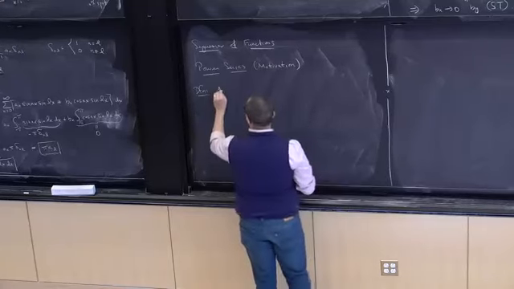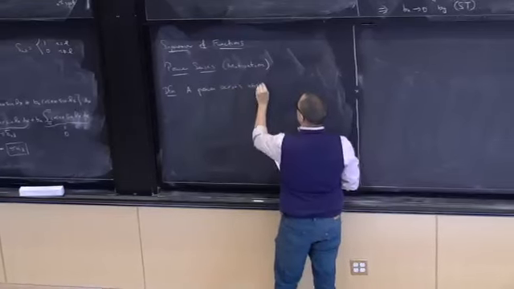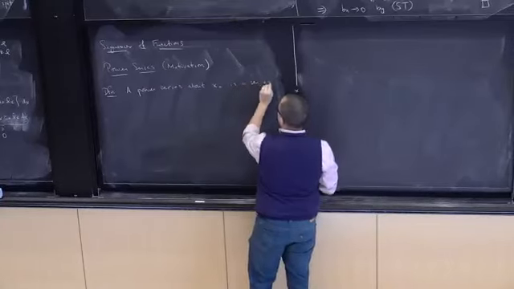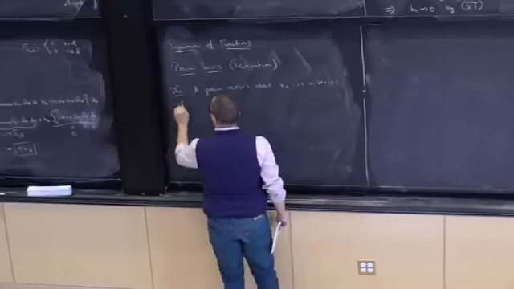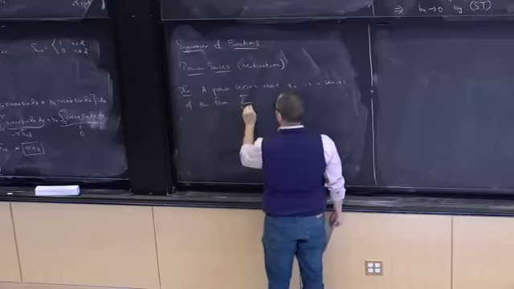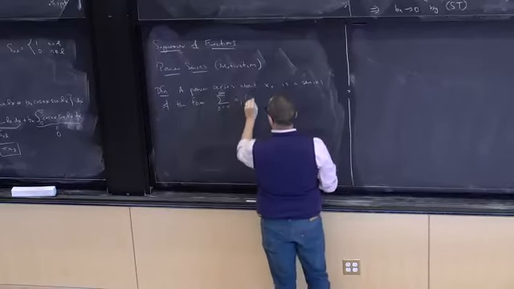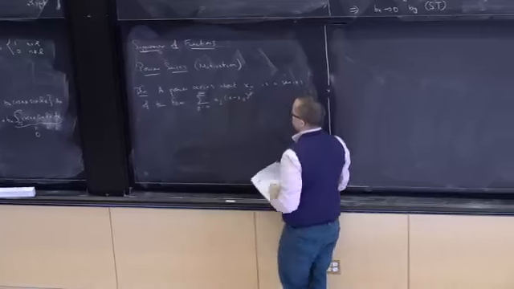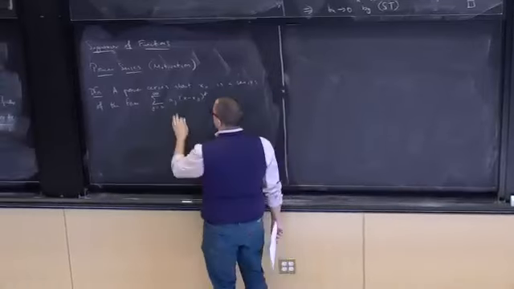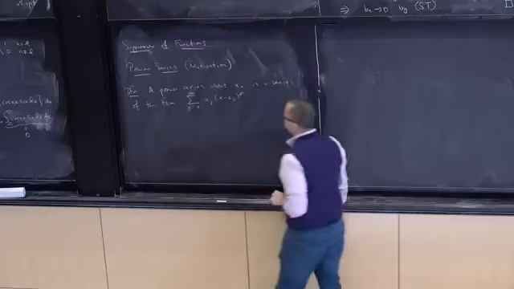So, a power series about a point x naught is a series of the form the sum from j equals 0 to infinity of a sub j times (x minus x naught) to the j. So the x naught is given, and the things that could change are the coefficients or this number x here.